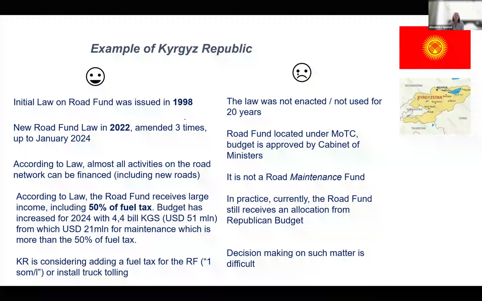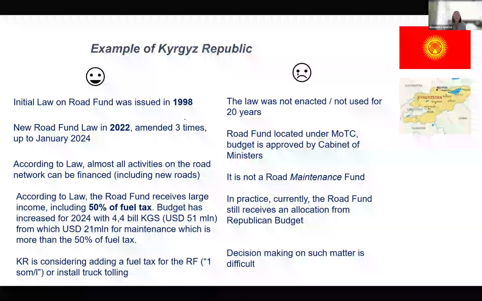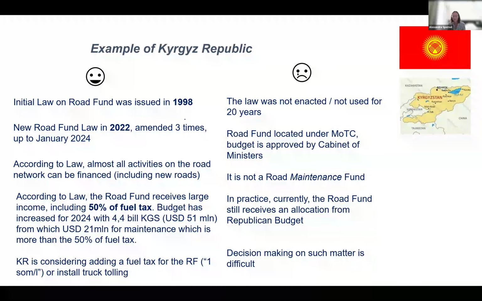The interesting thing also is that it was issued and then amended already 3 times in the last 2 years. But they established a road fund, which is working now. It's situated under the Ministry of Transport. Interestingly, the budget is still approved by the Cabinet of Ministers, so there is an earmarking in the law, but currently they are a little bit in the transition phase. It's not fully in place. So the road fund receives very large income with 50% of fuel tax. You will see in other examples that this is really high, and we will see how this goes.